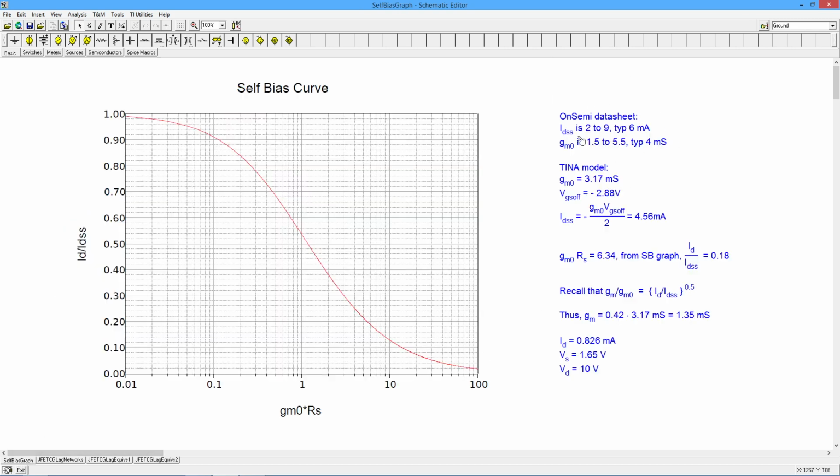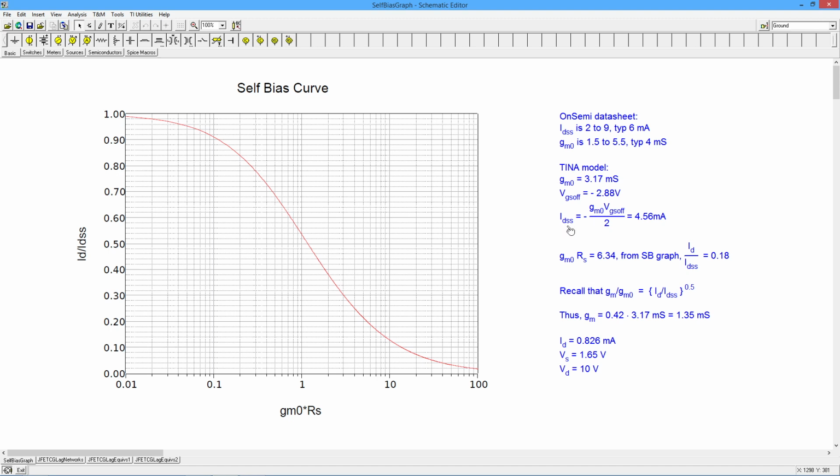So from the data sheet, they give a range of IDSS that's from 2 to 9 milliamps, typically 6, and a gm0 that's 1.5 to 5.5 millisiemens, typically 4 millisiemens. So what I did, instead of just shooting the middle here, is I went in and I looked at the TINA model, right? And that gives us essentially a gm0 value of 3.17 millisiemens and a VGS off value of negative 2.88 volts.